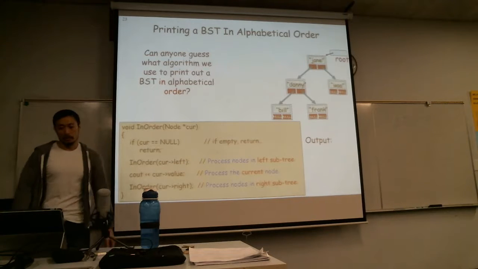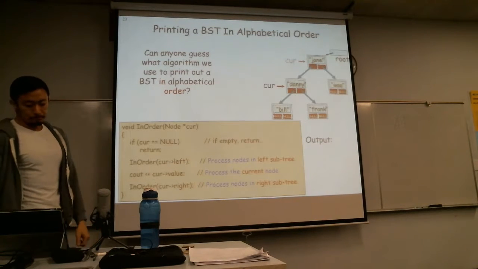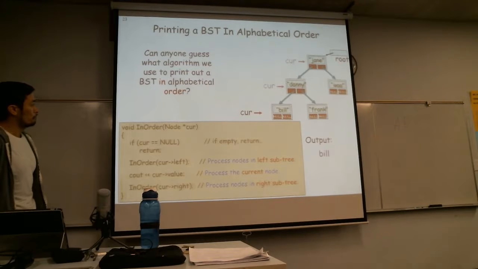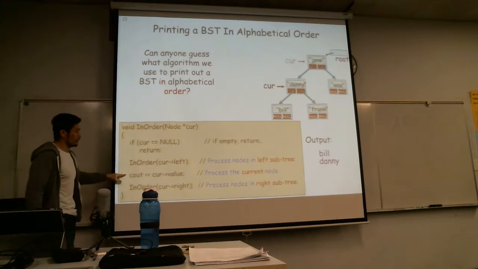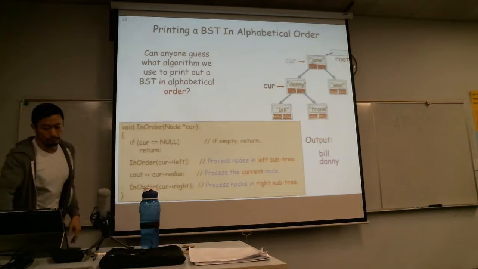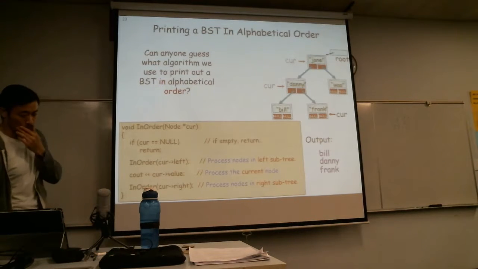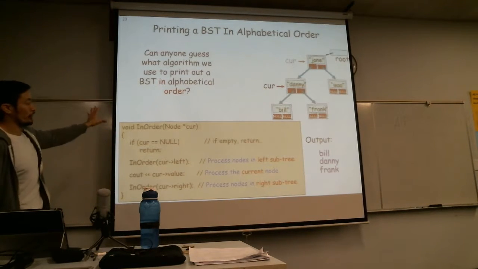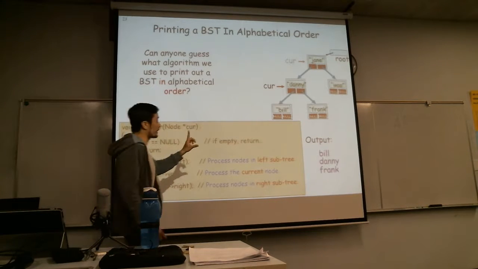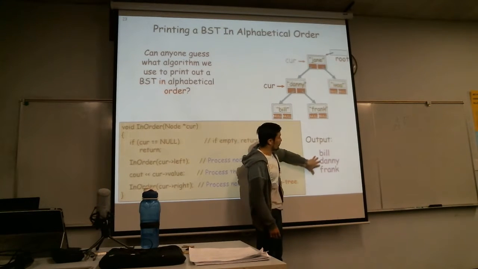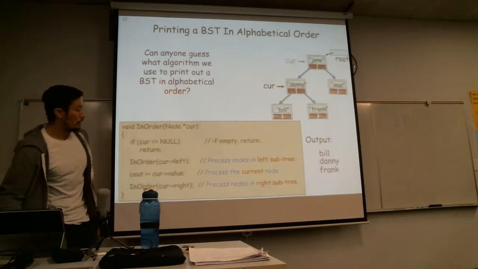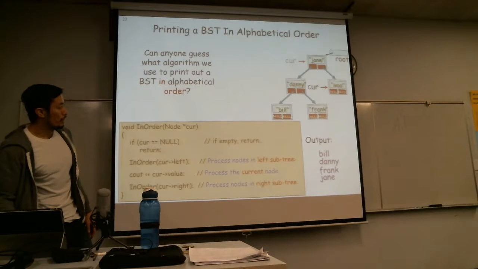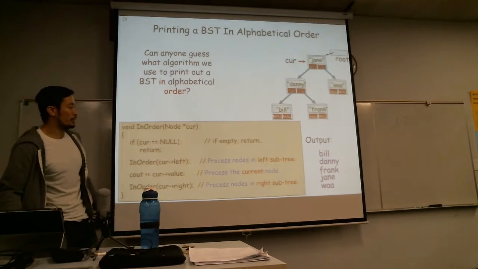Let's go ahead and do it. Bill, Danny. Then we print myself, and then print right. We actually went through a couple of these traversals last time, so we're not drawing every single function call. At this point, relative to the root, we print everything within the left subtree, and then we print Jane. And then the right subtree relative to Jane, which just consists of Wah.